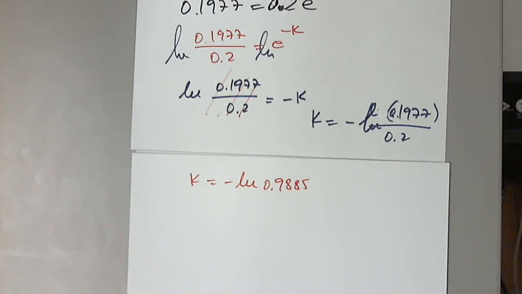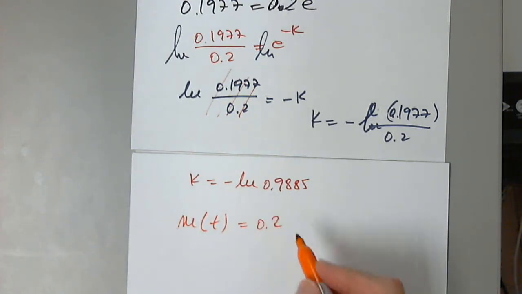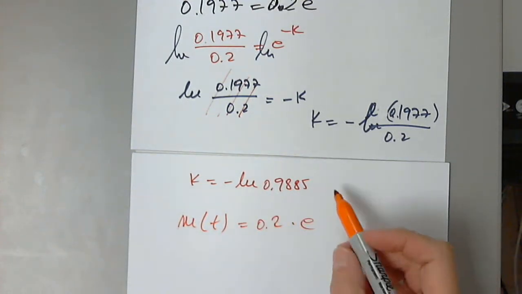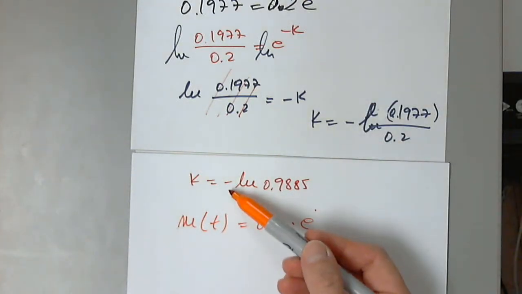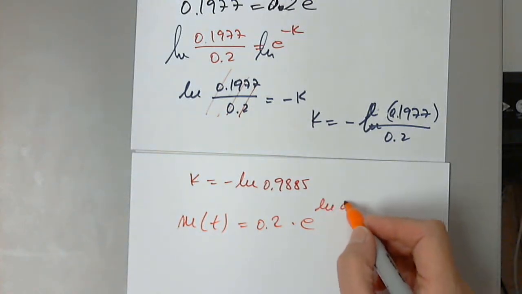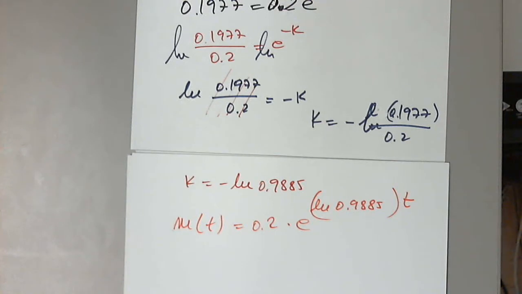Is this okay so far? Now we put this back in the model, because they want an exact number. So the model now is m of t equals m0, which is 0.2, times e to natural log, because there is a minus in the model and there is another minus in front. So this will be natural log of 0.9885, everything multiplied by t. Okay, there is no need for this. You can approximate. That will be fine. But they want an exact number.